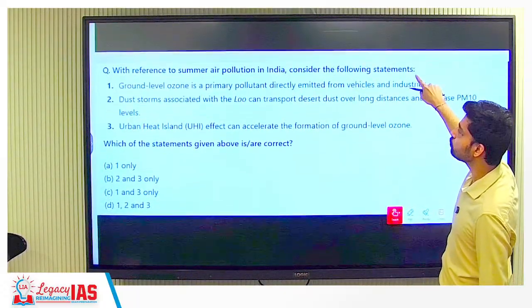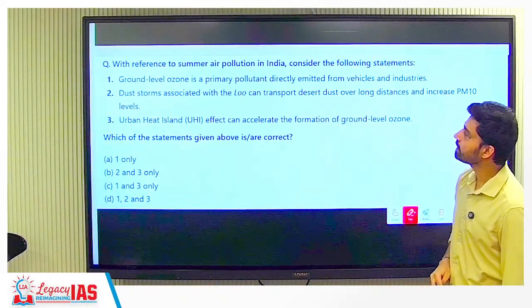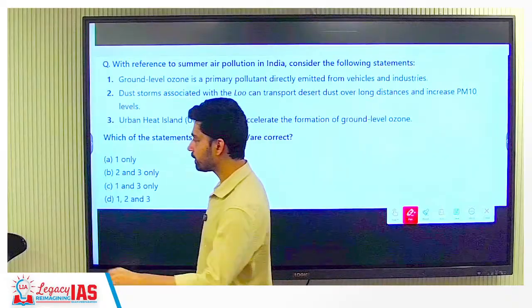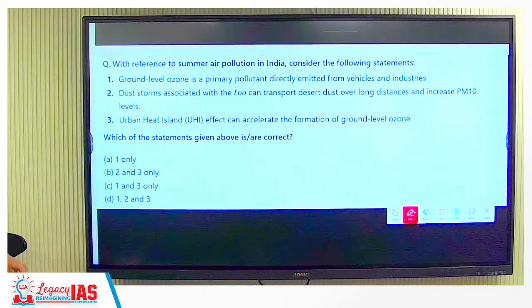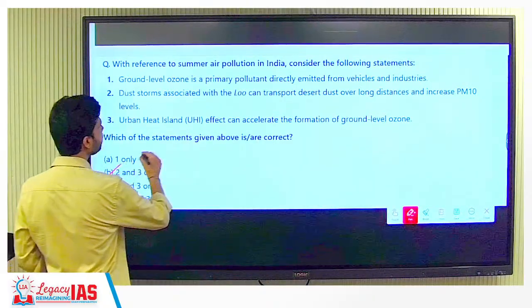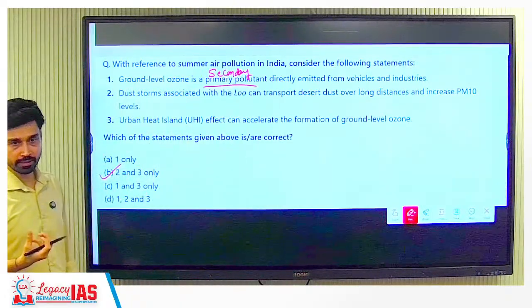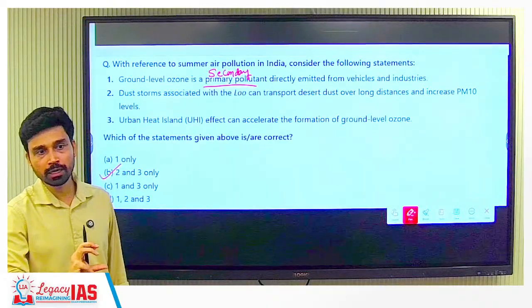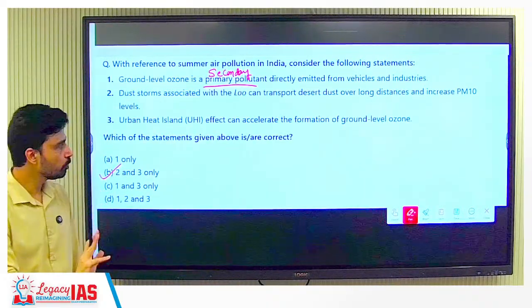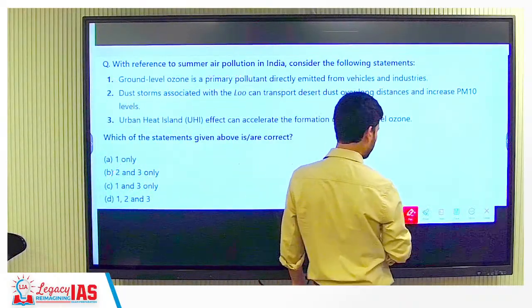Second is, with reference to summer air pollution in India, consider the following statements. Yeah, this should be easier. Which of these are correct statements? Two and three, right? Because ground level ozone we have discussed. Which kind of pollutant is it? Secondary pollutant, right? Because it is not directly emitted by vehicles. How does it form? When nitrogen oxide and volatile organic compounds react in the presence of sunlight. That's when ozone is created. So this is incorrect. Second and third are correct.